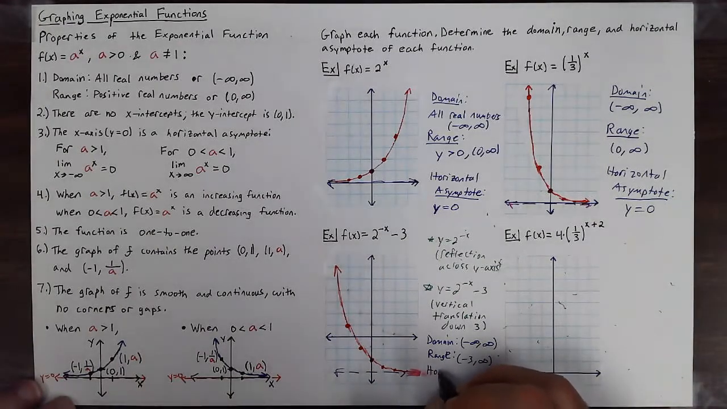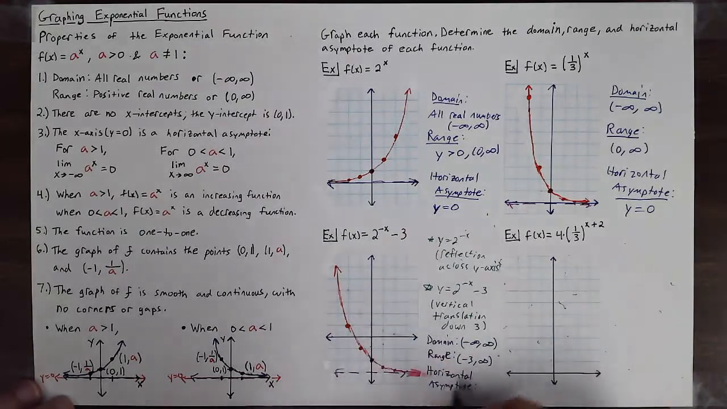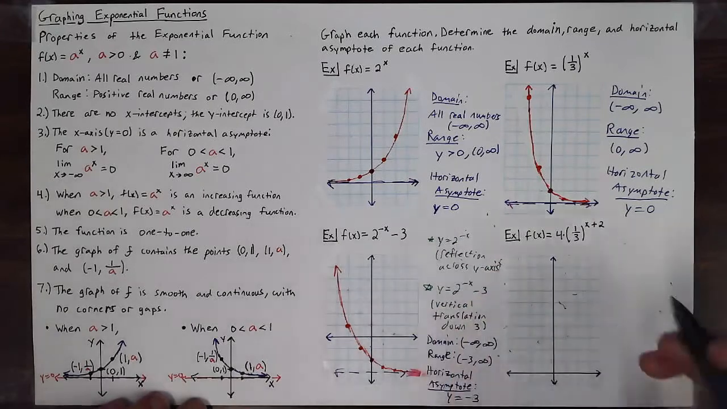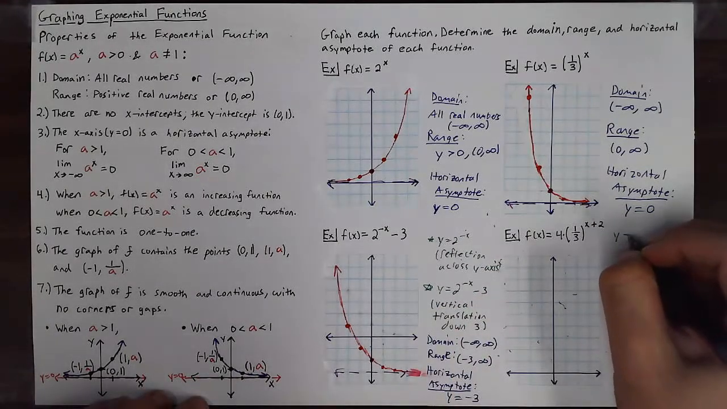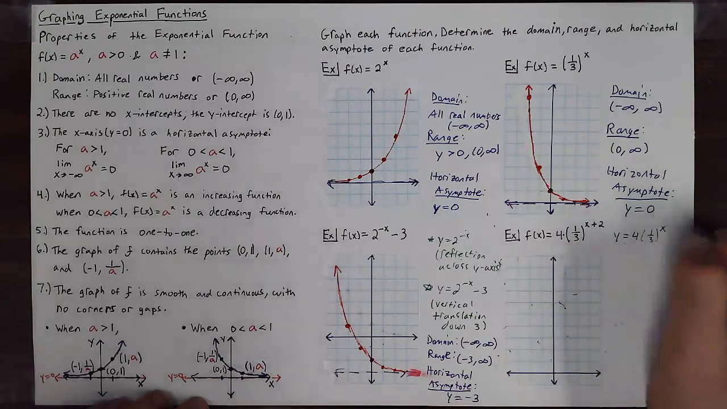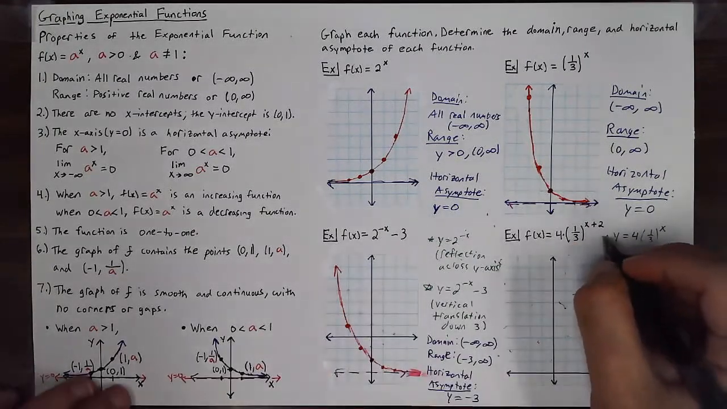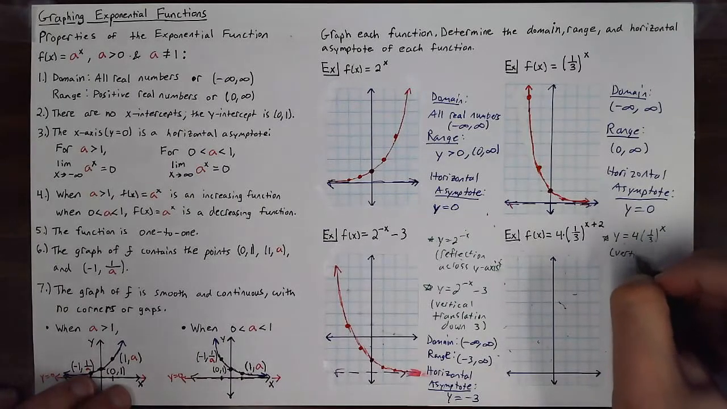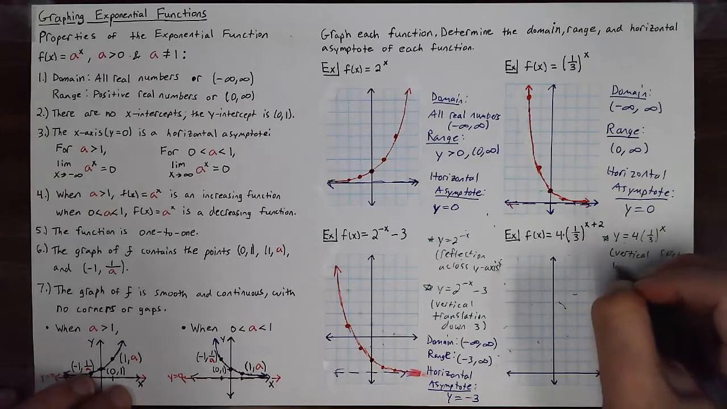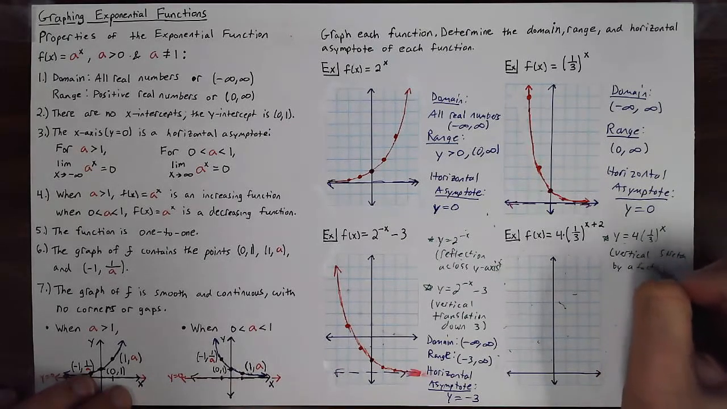And the last thing to get is this horizontal asymptote, which has now been shifted down 3 to y equals -3. Let's look at the next example. First, we're going to apply that 4 in front of the 1/3 to the x. I'll take care of the +2 in the exponent later. I'm going to take care of one thing at a time. This is a vertical stretch by a factor of 4.